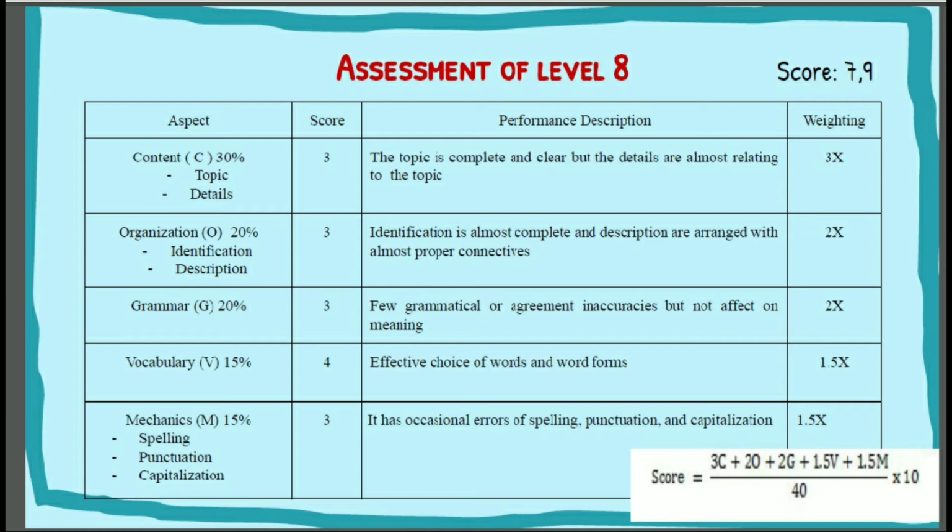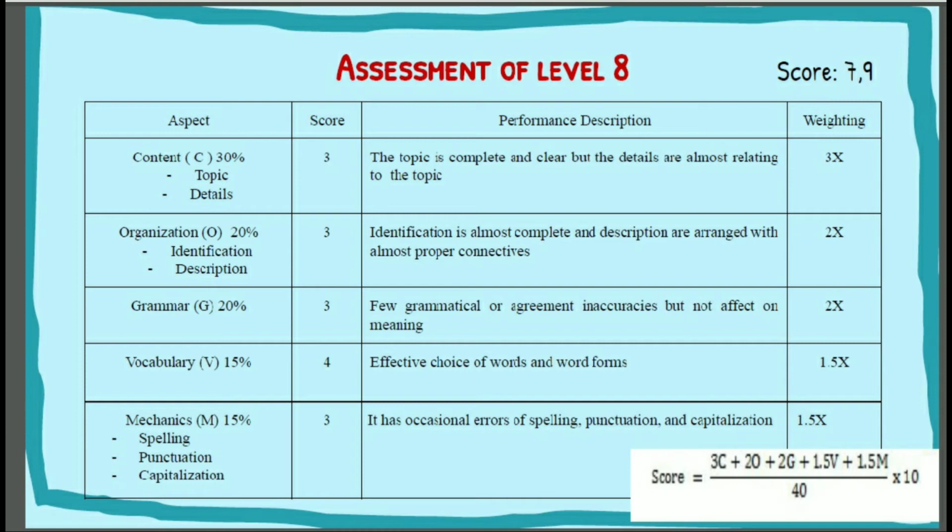The fourth aspect is vocabulary. The score for this aspect of this writing is 4. And its performance description is effective choice of words and word forms. And the weighting is times 1.5.